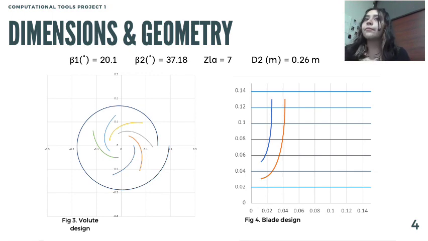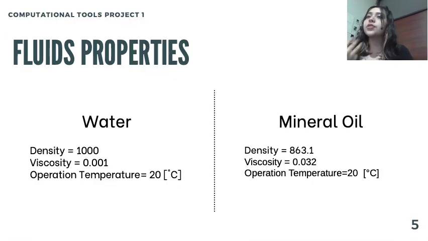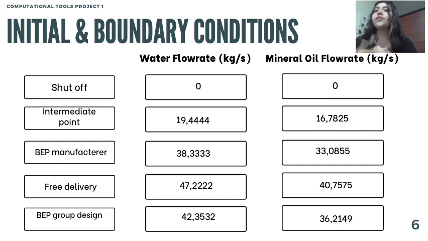blade design. For the simulation we used two different fluids, water and mineral oil, at the same operating temperature but varying their density and viscosity. Here we can see the initial and boundary conditions. We use the density to determine the mass flow rate. It's important to say that we use steady flow, constant density, and segregated flow for our simulation.